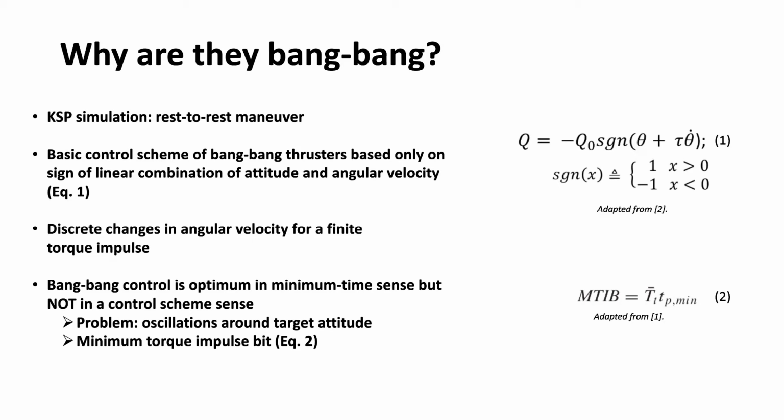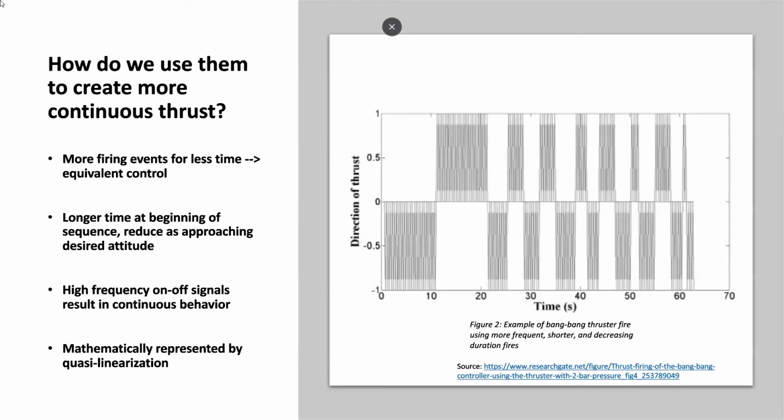That parameter is called the minimum torque impulse bit, which is just the minimum time the thruster can fire for, multiplied by the magnitude of the torque it produces. To make them more continuous, we can fire more often for smaller amounts of time to get equivalent control. However, we change the length of time as we get closer to the desired attitude. We start with longer bursts and then shorten them as we get closer to our target attitude.